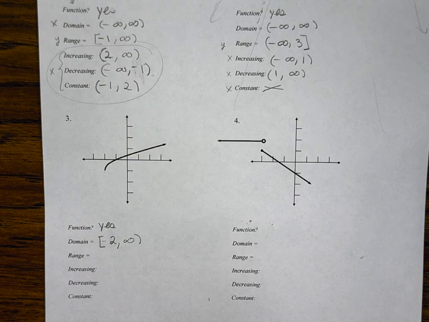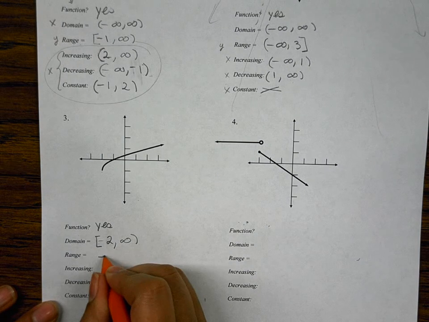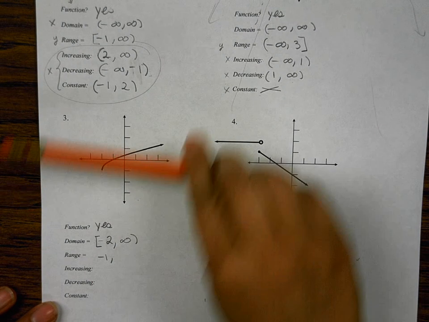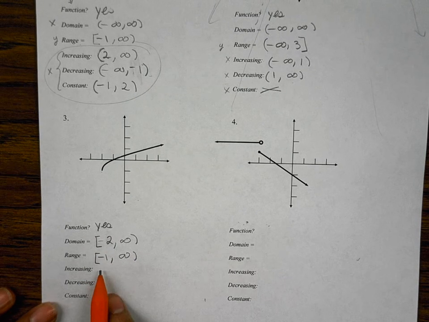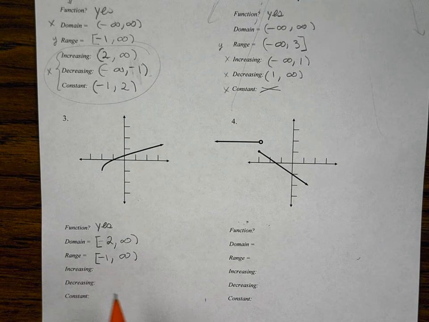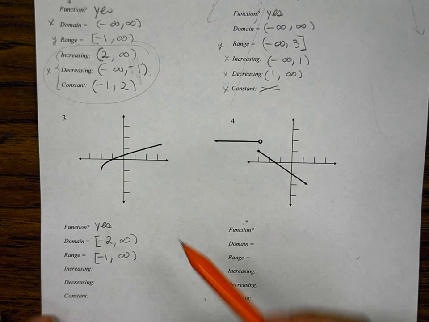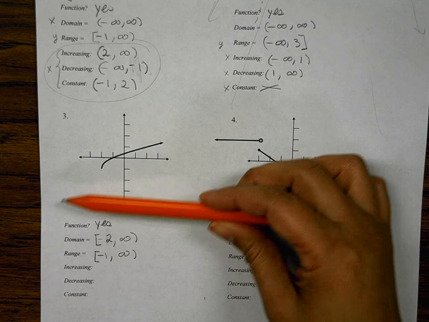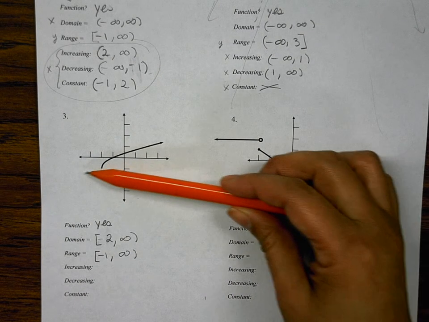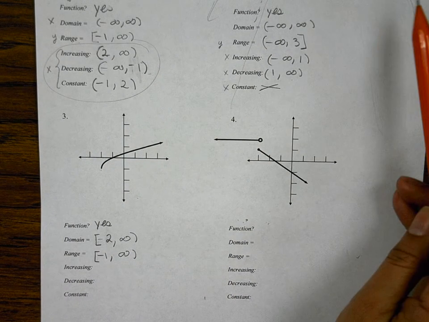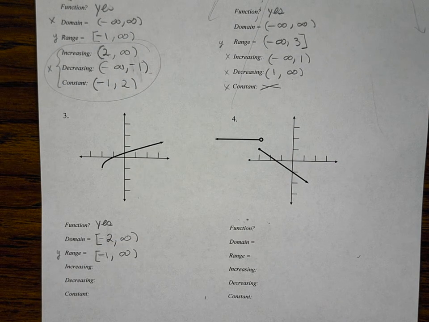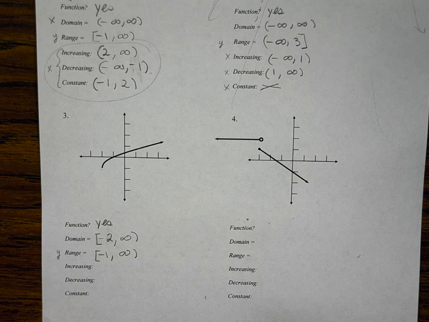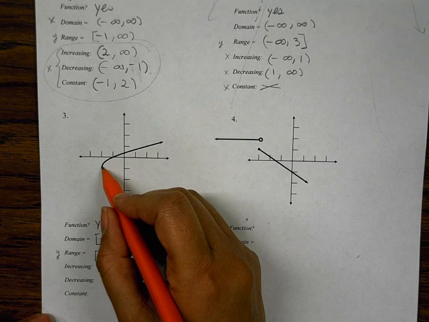And the range, I come from the bottom, there's no graph, and then the graph starts, boom, at negative 1, and it goes up forever, off to infinity. And I put a bracket again, there's no open circle. Does that make sense? So there's no graph down here. It starts at the y value of negative 1, and then it goes upward forever, so off to infinity. This is the only place you read the y-axis.